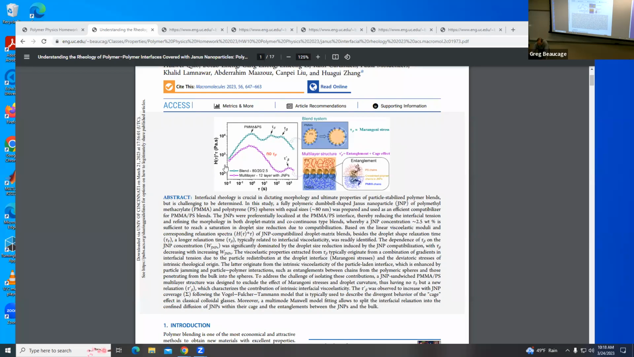Wow. That's good. So this is called a relaxation spectrum. So what is that?